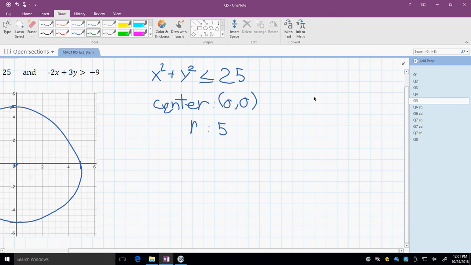In green, we have negative 2x plus 3y greater than or equal to negative 9. So we're going to solve for y by adding 2x to both sides of the inequality. So let's cancel. Now we have 3y greater than or equal to 2x minus 9.